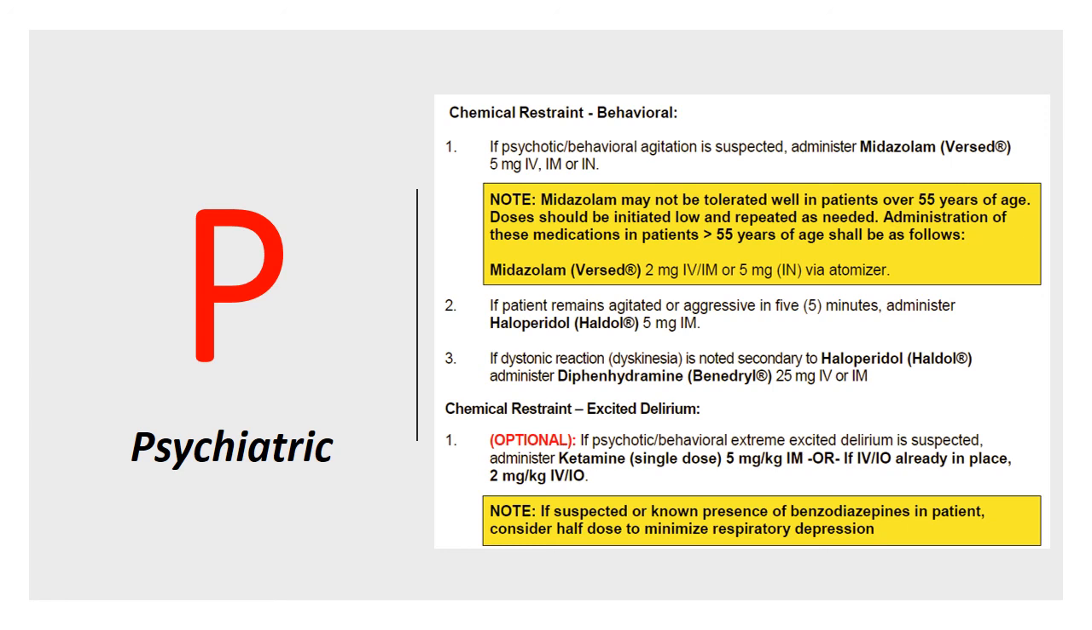If it is a full-on excited delirium, like you've seen on the news from these patients taking Flakka, bath salts, where they are just in extreme states, extreme psychosis, you're going to go with ketamine. 5 milligrams per kilogram intramuscularly, or if you've somehow gotten an IV, 2 milligrams per kilogram. Now just be very, very careful with this, because ketamine is more than likely going to make the patient quit breathing, especially at this dose.